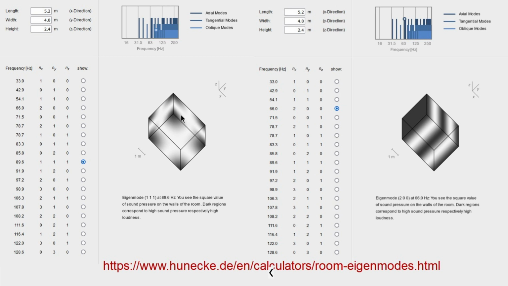Over here, by comparison, same room, we just happen to click on the 1, 1, 1. This is the fundamental oblique mode, right? And you can see that it's the corners. These corners are really hot. They have the dark shading on them.